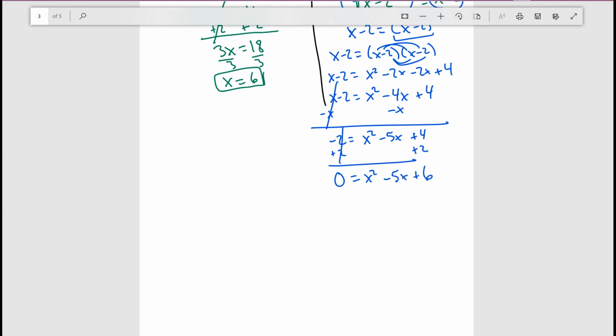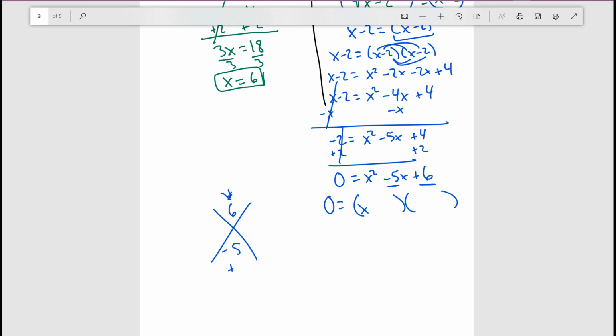At this point is where you have to factor. And if you forgot how to factor, it's okay. In the next chapter, we're going to do a lot of factoring. So basically what you want to do is think of two numbers that multiply to get 6 and add up to get negative 5.